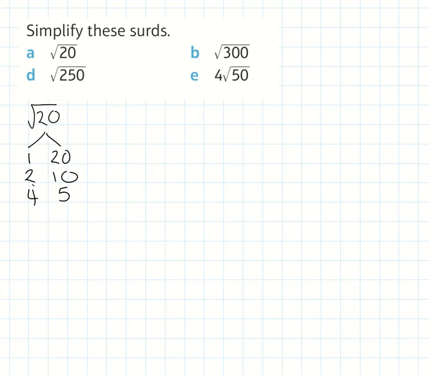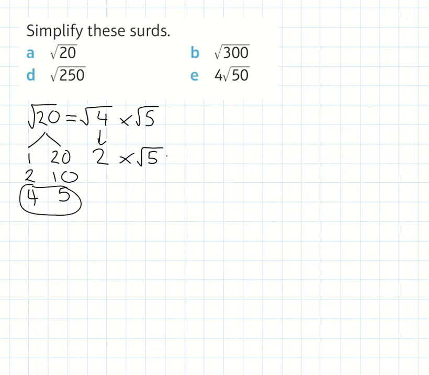So 4 is my biggest square number, so I'm going to circle this factor pair here, and I'm going to rewrite my square root of 20 as the square root of 4 times the square root of 5. Now I know the square root of 4 is 2, so I'm going to rewrite that as 2, and I'm going to leave the times by square root of 5 alone there. Now I can tidy this up to say that that is the same as 2 root 5. And that's it simplified.